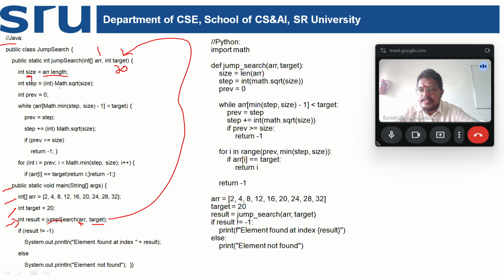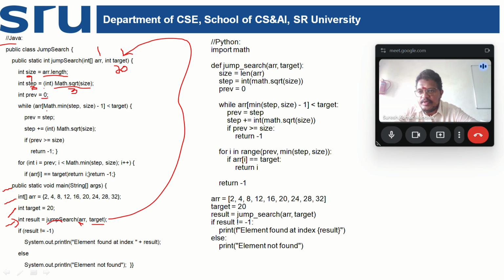Here Math.sqrt, we are having the Math square root. What is the square root of 9? That is 3. It will return 3, but by converting into an integer, in the step variable we are having the value 3. In the previous variable we are having the value 0.